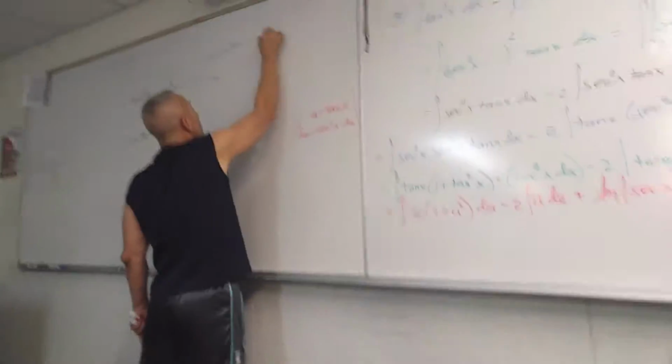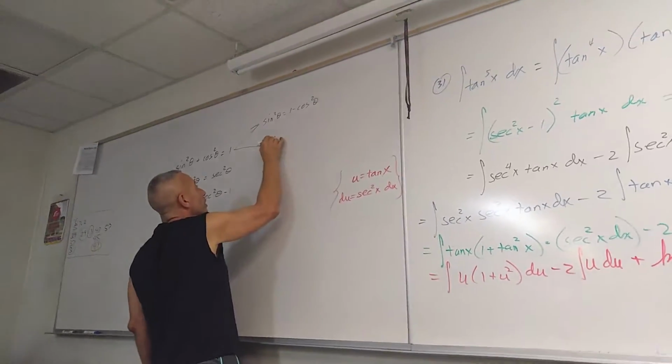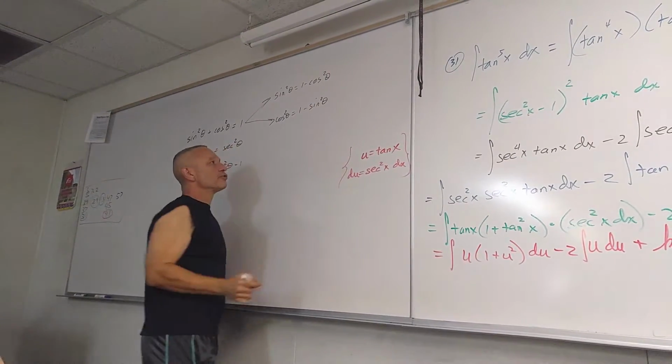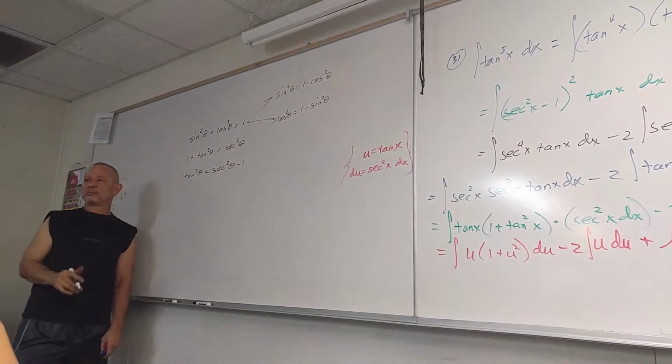Squared, or cosine squared, is 1 minus sine squared. So these are really just two formulas here, but written in many different ways.